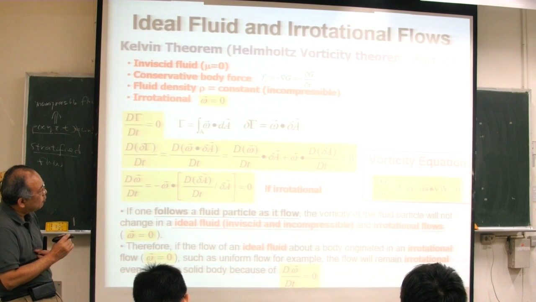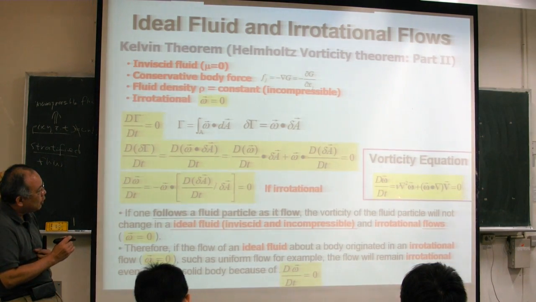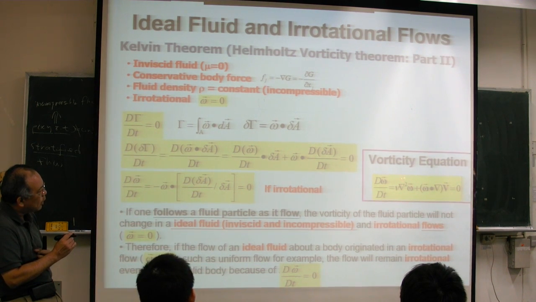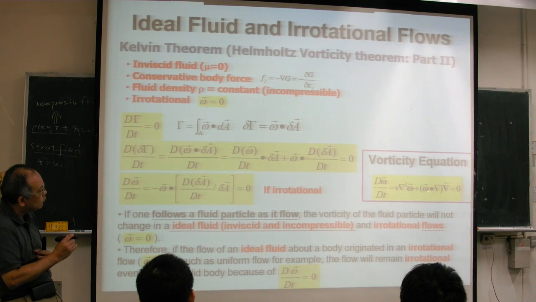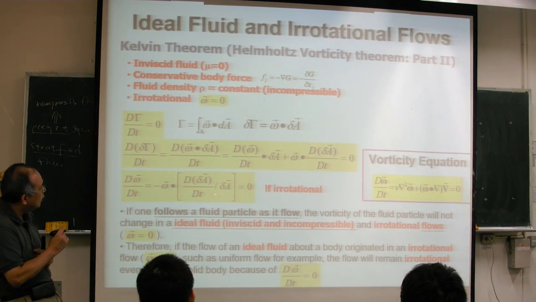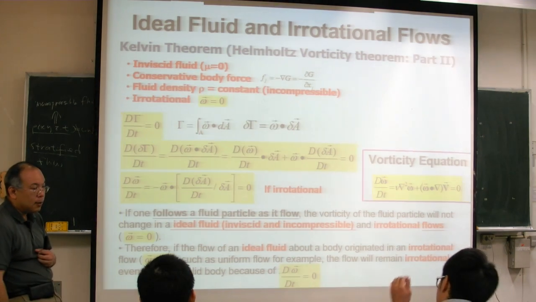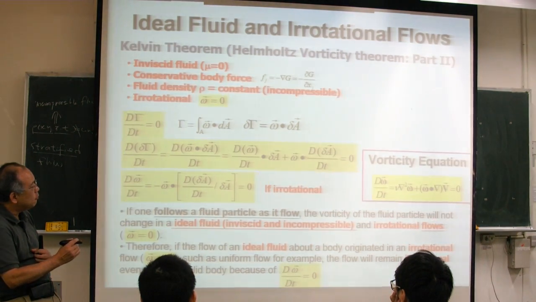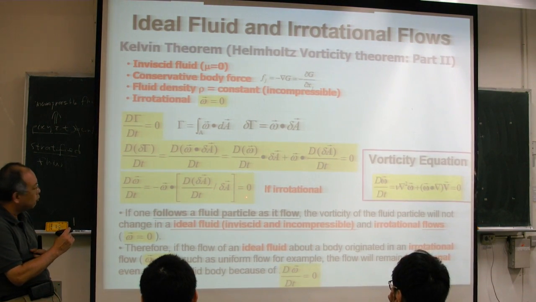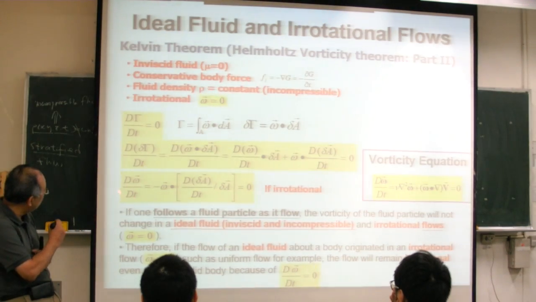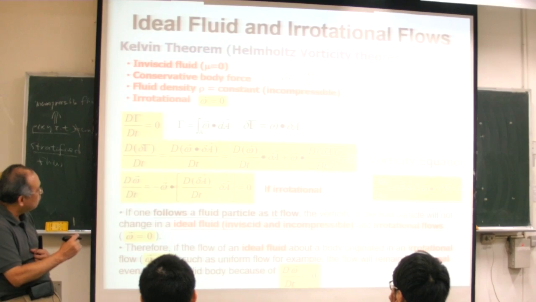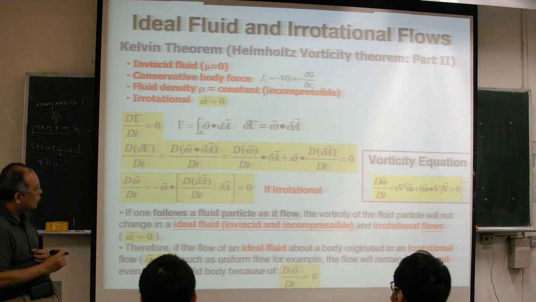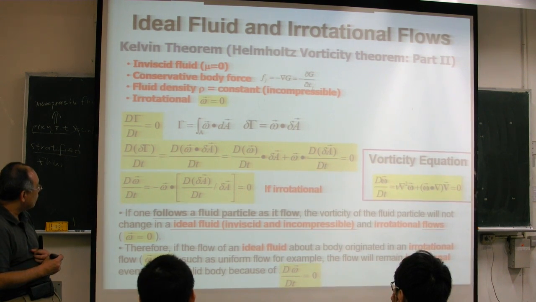You can also get this from the vorticity equation. Under the inviscid assumption, the viscous term is dropped. Under the irrotational flow, omega equals 0, so d omega dt equals 0, the same conclusion as this. So if you follow a fluid particle as it flows, the vorticity of the fluid particle will not change because d omega dt equals 0. That's the physical meaning of d omega dt equal to 0: if you follow a fluid particle, its vorticity will not change in the ideal fluid and irrotational flow.